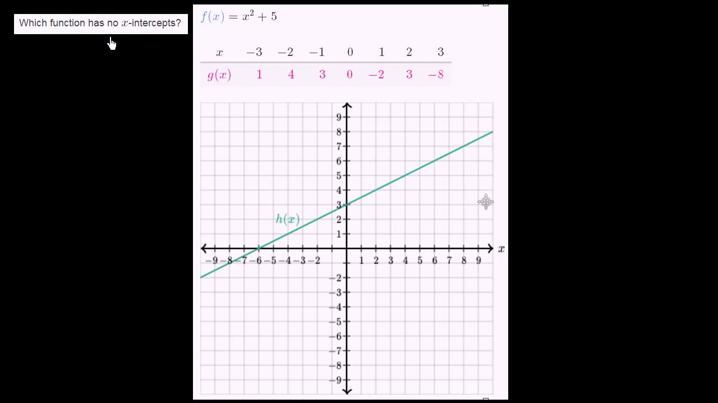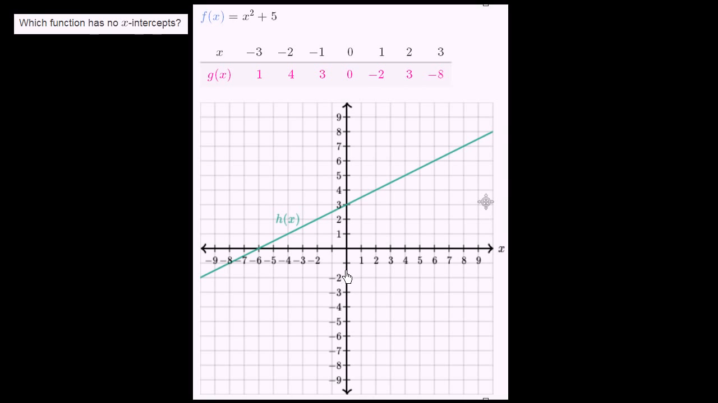Which function has no x-intercepts? So an x-intercept is a place where the function intersects the x-axis. And what do we know about what's going on when something is on the x-axis? Well, if something is on the x-axis, then you could say the y value is 0.